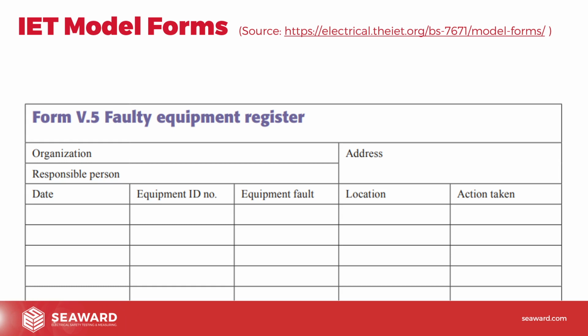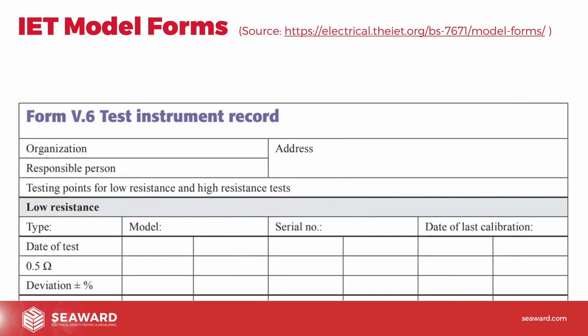So if you get a piece of faulty equipment, you fill in the faulty equipment register, but that's then where the repair register comes in, because the repair register takes equipment that's been entered onto the faulty equipment register, and the outcome of that comes back down to what's happened with that piece of equipment. So these two things work closely together. The final one in here, Form V6, is the test instrument record. I haven't included all of this because there's loads of it, but it's all pretty much the same, as you can see there.